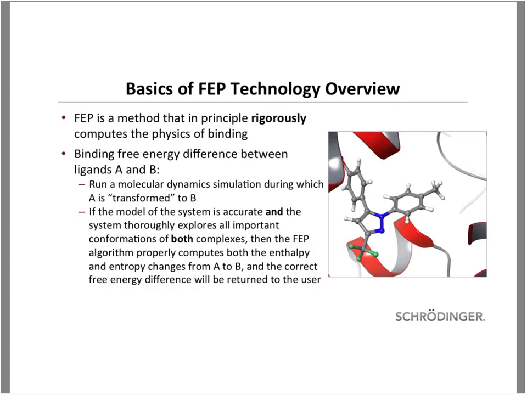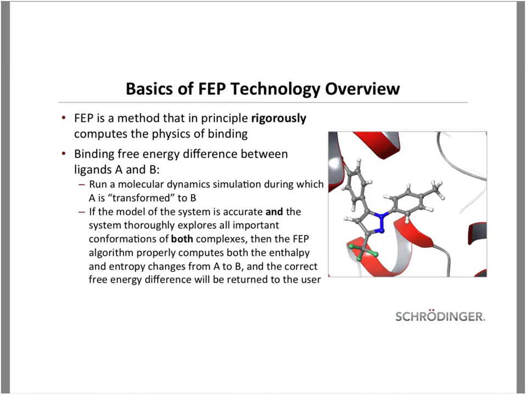Free energy calculations, on the other hand, are methods that, in principle, can rigorously compute the physics of binding, and free energy perturbation is one implementation of a free energy calculation. What we're trying to do here is to calculate the free energy difference between two ligands. Here we have, that's not showing up in this particular simulation, but there's an animation that's supposed to show up where this toluene molecule is transformed into a benzylic sulfonamide.